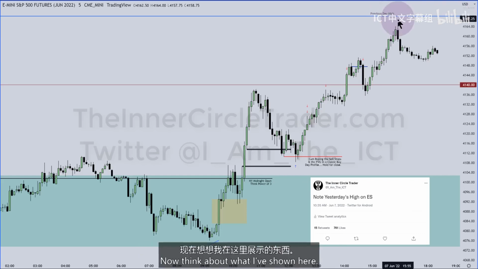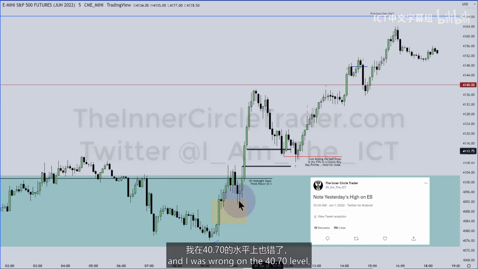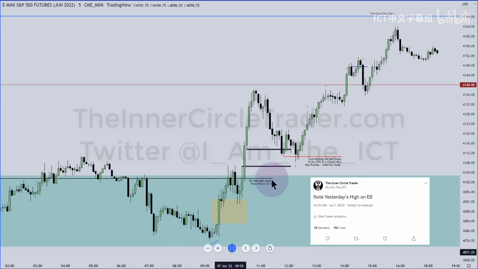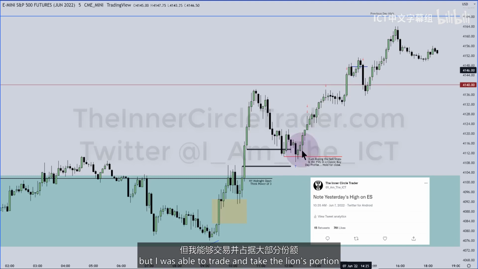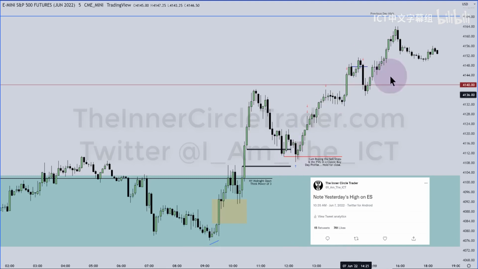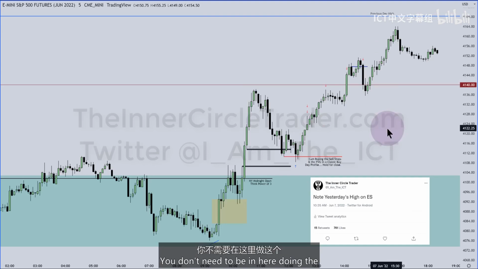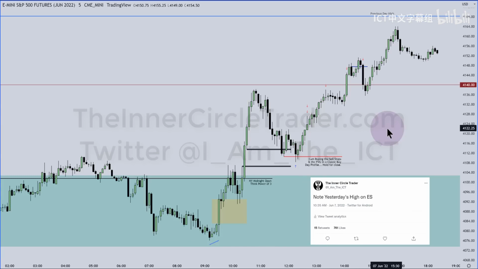But this was the draw on liquidity. Now think about what I've shown here. I was wrong on this level, and I was wrong on the 40.70 level. But I was able to trade and take the lion's portion of the move in the middle. That's all you need. You don't need to be in here doing the absolute highest high and the lowest low. You don't need to do that. Okay? The folks that are asking me, can you teach me to do that? You don't need to.